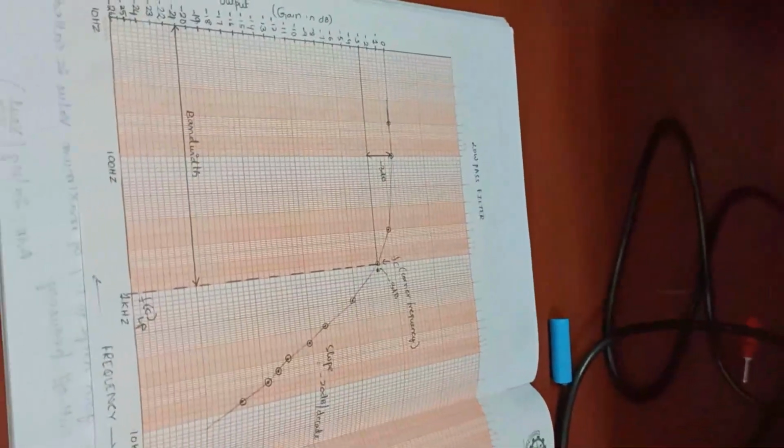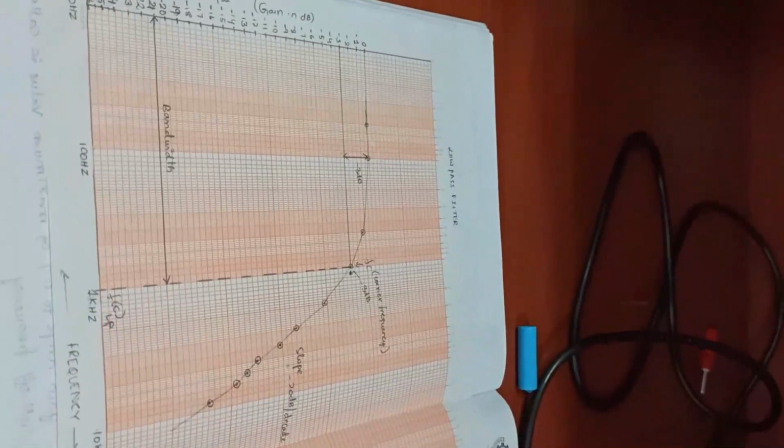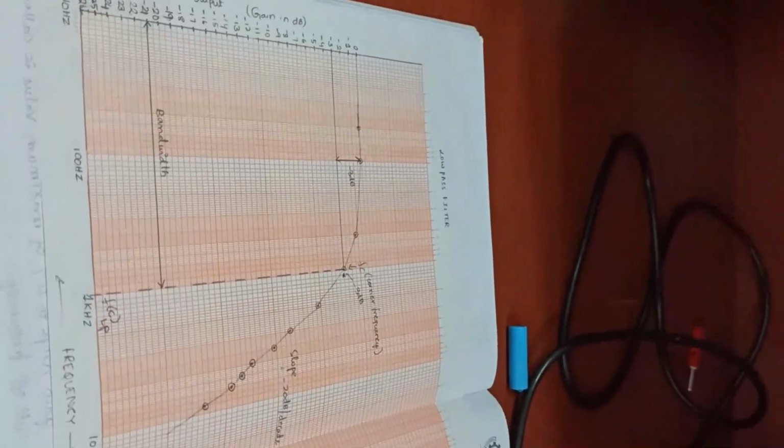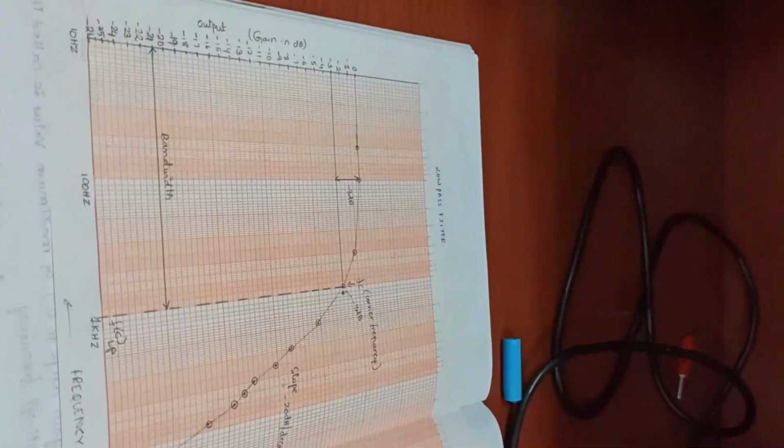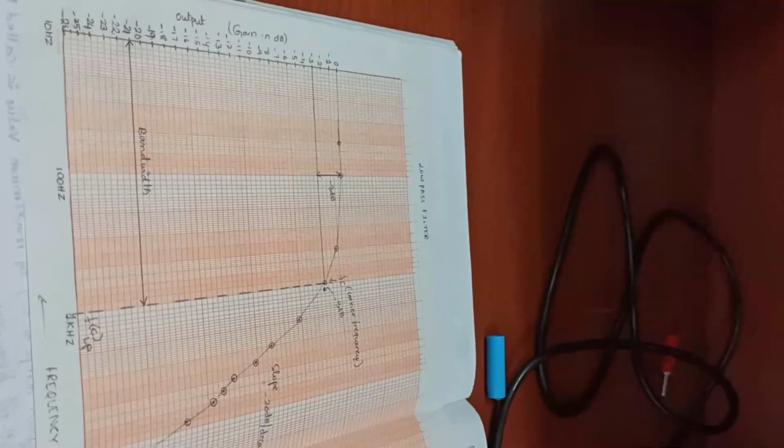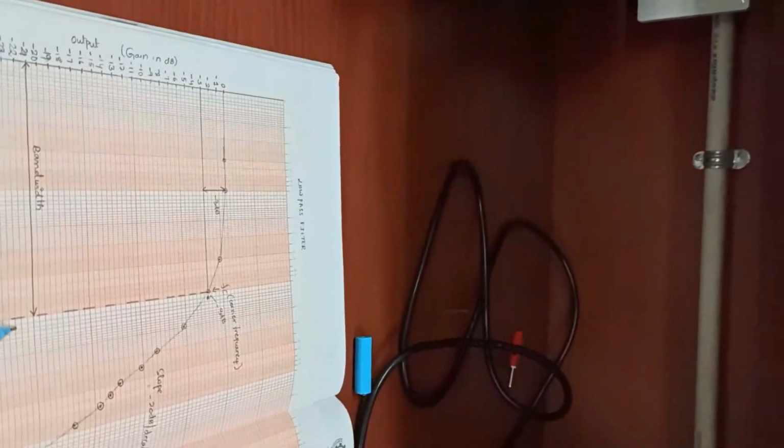So you will find the cutoff frequency from the graph, and you can also calculate it, like fc is given by 1 by 2πRC. From it also you can calculate the cutoff frequency. Okay, so this is the bandwidth.